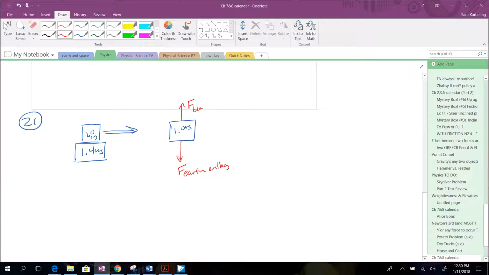F block on the 1 kilogram. Anything else acting on this 1 kilogram block? Nope. What's the net force on this 1 kilogram block? 0. And you know that because it's not accelerating. Yeah, it's not accelerating. So can you tell me how big the force of the earth on the block is?